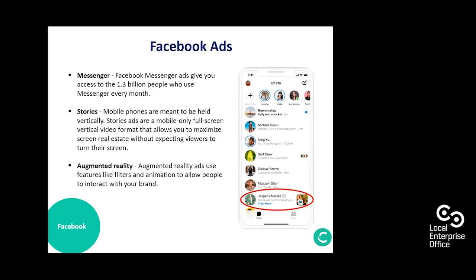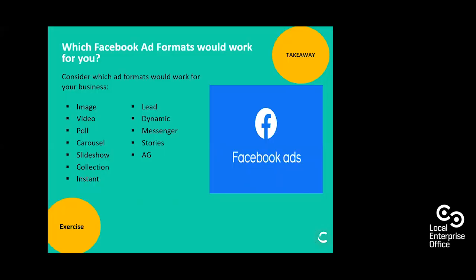Story ads. So you'll be familiar with story content in terms of either Facebook or Instagram. It's 24-hour content, tends to be highly visual content, a combination of images or videos. So story ads are a mobile only full screen vertical video format that allows you to maximize screen real estate without expecting viewers to turn their screen. And augmented reality ads use features like filters and animation to allow people to interact with you. So you can see, there's a whole range of different options.